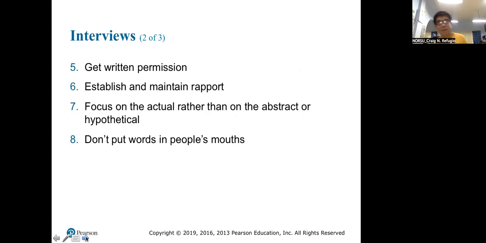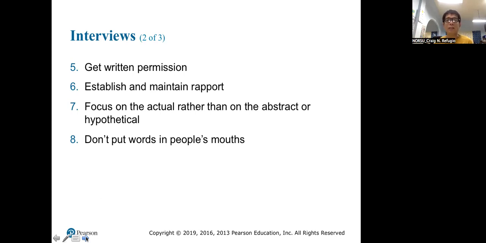Get the written permission. That's standard operating procedure. In all types of data collection, you have to have written permission. Then establish and maintain rapport. Because if you are not able to establish and maintain rapport, you could not have very good interview results. You could not collect information from the one you are interviewing.